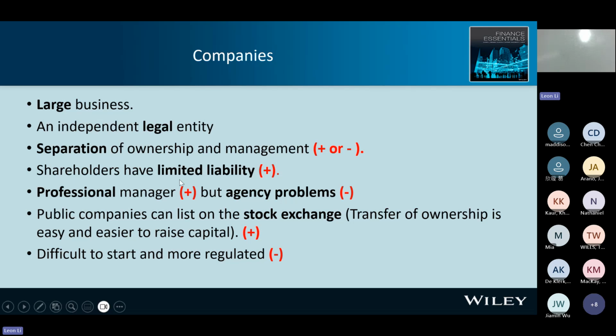Next point is limited liability for a company. This is an advantage for a company. So again, let me use my handwritten note to show you the idea in a simple way. So this is the time balance sheet for the business. All right. So at T0, 1 year from now, the business goes bankrupt.